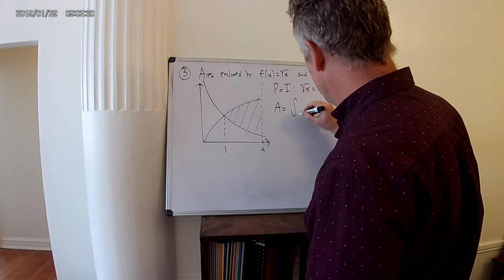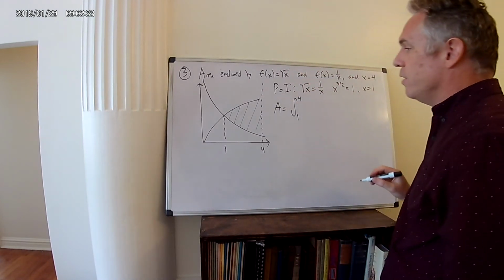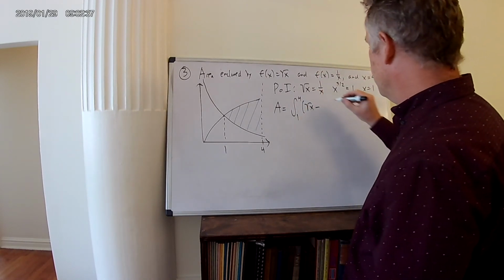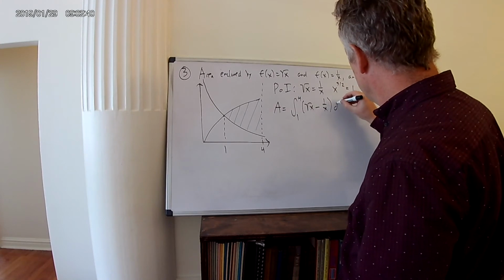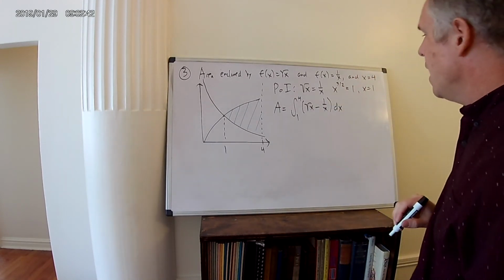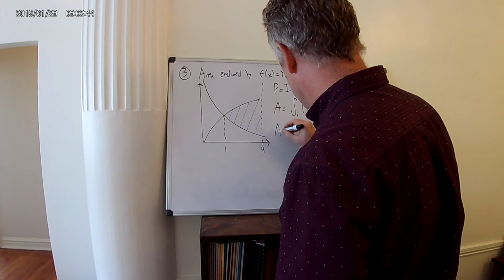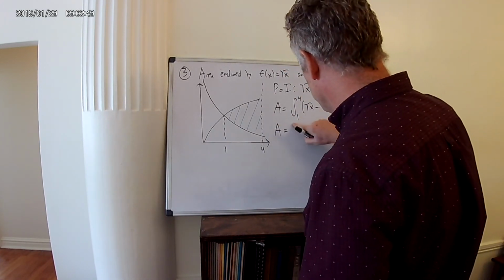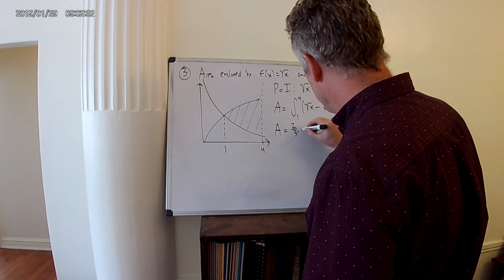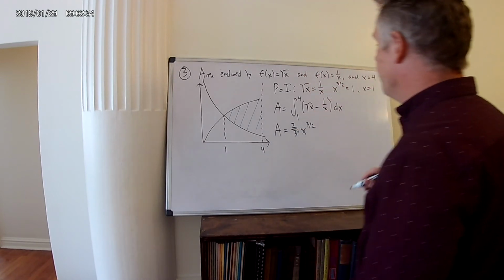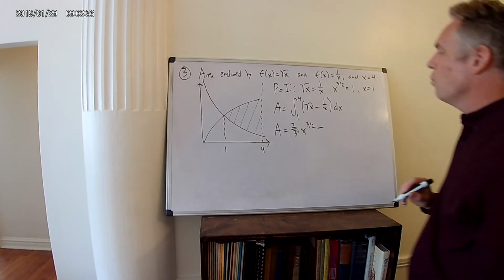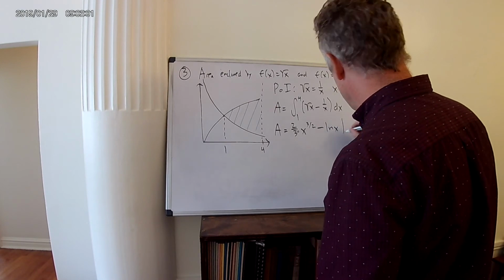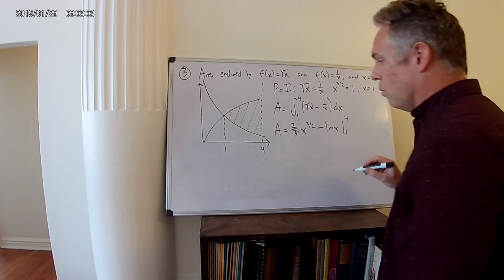The area will be the integral from 1 to 4 of the upper curve, which is square root of x, minus the lower curve, which is 1 over x, times dx. Now we can perform these integrals. These are simple. Square root of x, we just did that. That's actually 2/3 x to the 3 halves. What is the integral of 1 over x? Well, that's natural log of x. So we get natural log of x, and our limits of integration are 1 to 4.